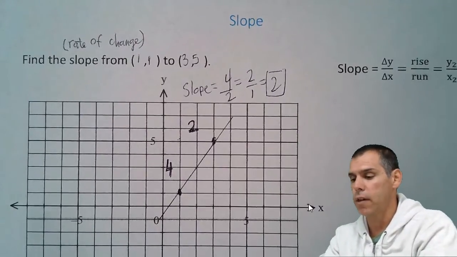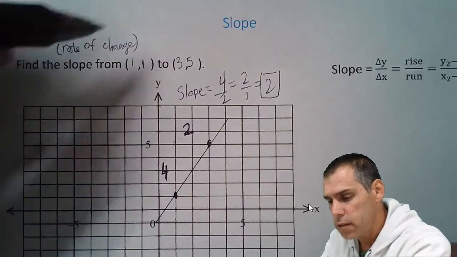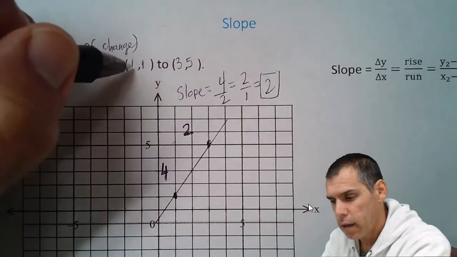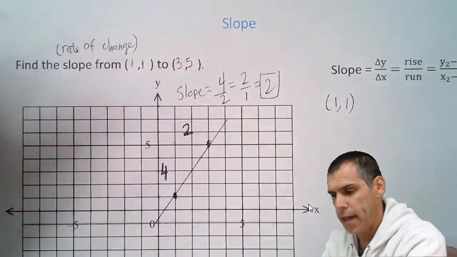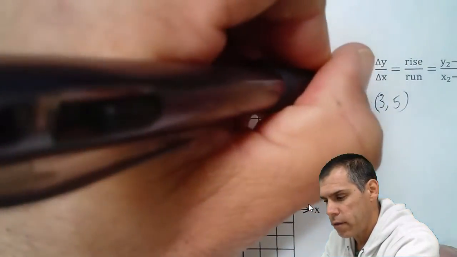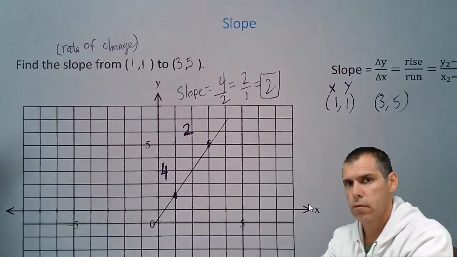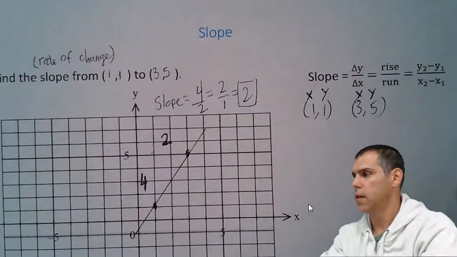Now, if I were given just the points, my points are 1, 1, and the other one is 3, 5. So this is the x value, and this is the y value of the first point, and this is the x value and the y value of the second point.